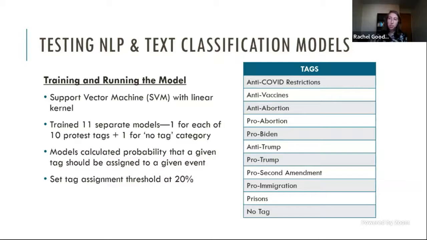And our models looked at the notes column that I referenced earlier. It looked at the words that were in the column, and then based on that, it calculated the probability that a given tag should be assigned to a given event. And if that probability was above 20%, we went ahead and assigned the tag to the event. And you might be wondering why we set the threshold so low, and that's really what I'll be getting at over the next couple of slides. We'll be discussing the reasoning behind why we set the threshold at 20% and the benefits and the downfalls of that.